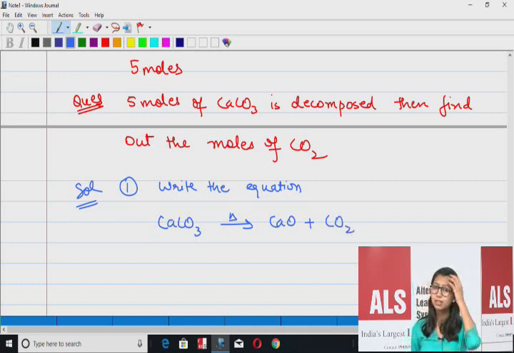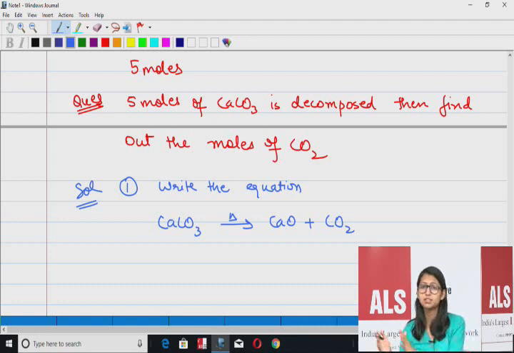Because it is so difficult to remember all of the equations, they will give you that this is the reactant. When you decompose it or heat it, you will be getting this as the product. So, you have to just write it down in the form of the equation with the help of the formulas. So, this you have done.